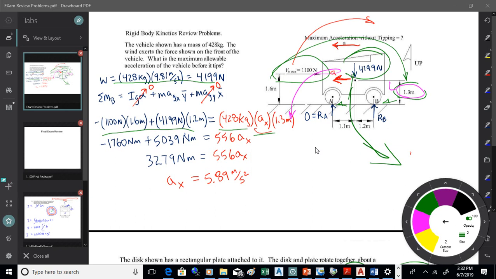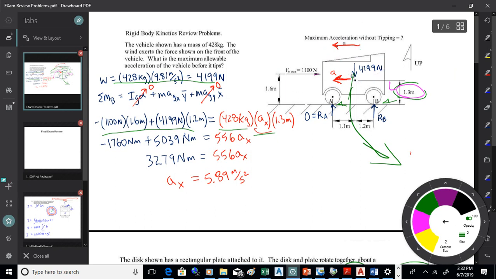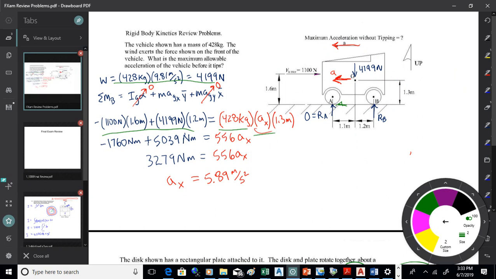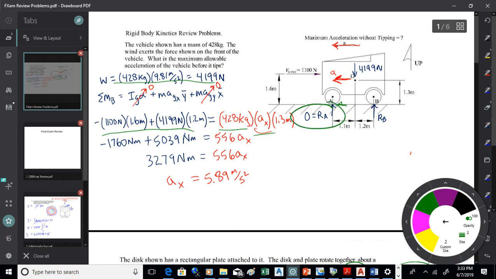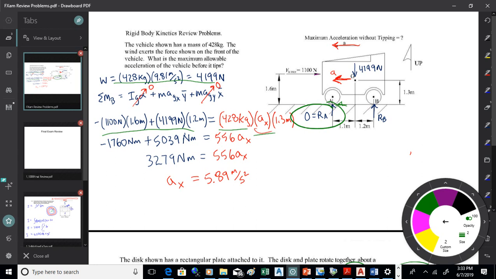What's going on here is you're given that this thing's moving on a horizontal surface. Now you want to find how much it can accelerate before it tips. The key thing on that is before it tips. So you're finding that threshold between tipping and not tipping. The threshold is when RA is 0, but it's not yet started to tip. So if you find the acceleration for which RA is 0, if you go one millionth more of a meter per second squared, it will then tip. That's kind of the idea.